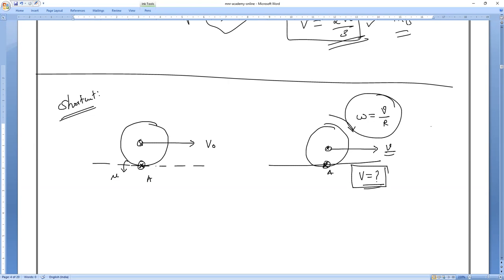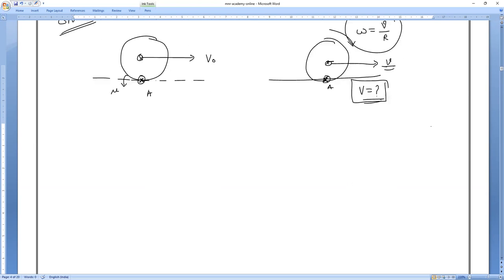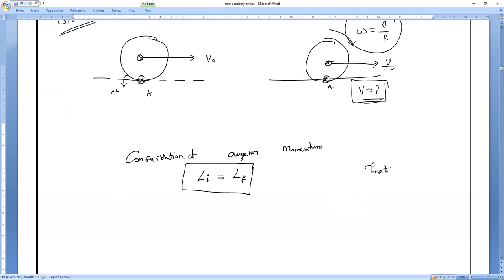If you want to solve questions like these, whenever the body attains pure rolling from some velocity to another velocity, we can apply a concept called conservation of angular momentum. What is the formula of conservation of angular momentum? Initial angular momentum is equal to final angular momentum. But there is a condition: tau external is equal to what? Zero about an axis. About a particular axis, initial angular momentum is equal to final angular momentum about the same axis. Then we say angular momentum is conserved.